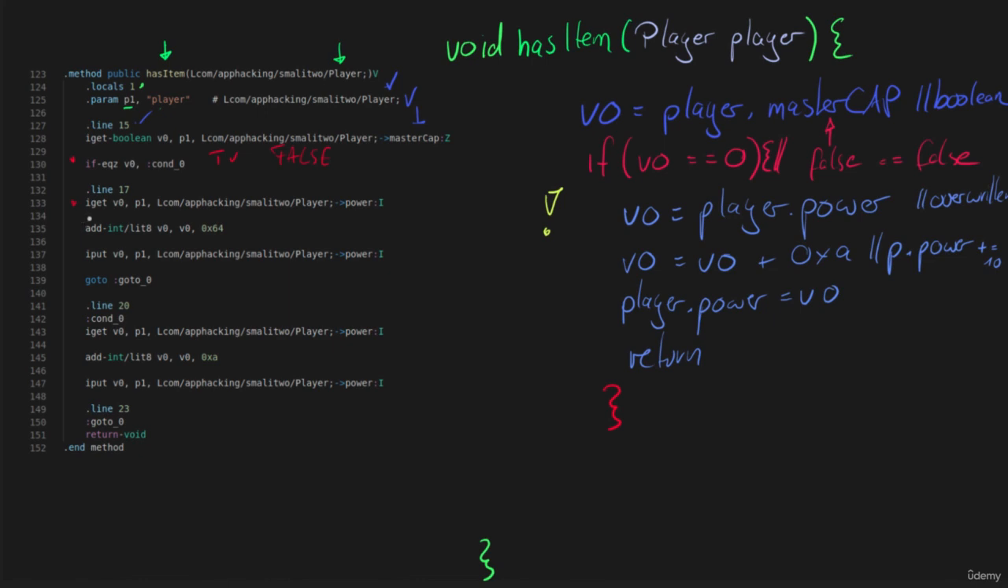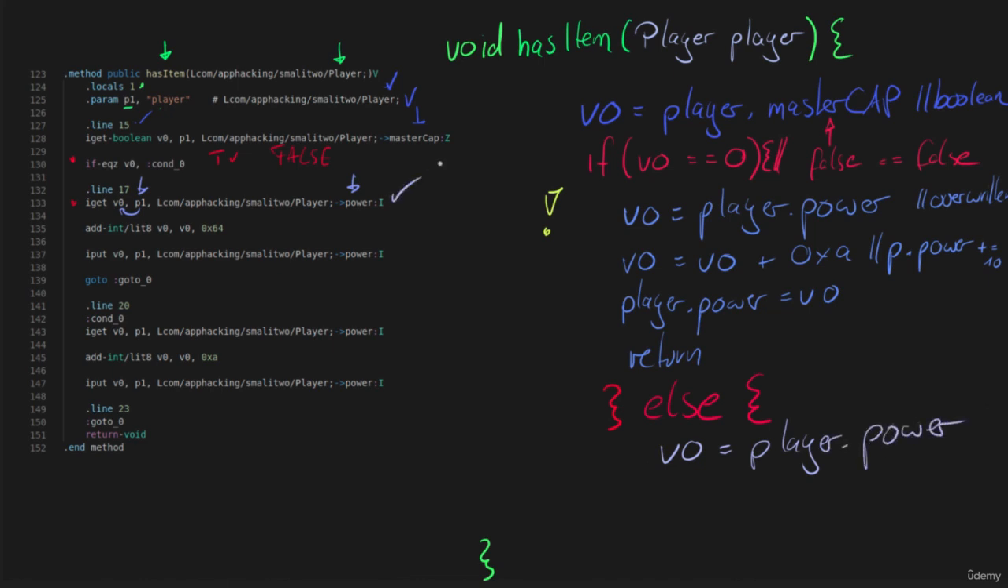Okay, so we are getting player power and moving it into V0. Let's also write this down here. Else, oh, I hope the space is enough. Let's see. V0 is now equals player.power.